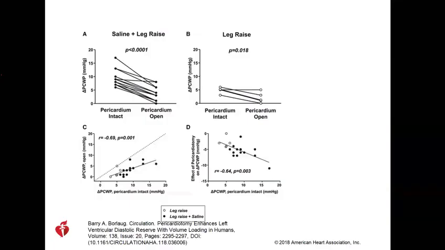The other thing that determines the diastolic properties of the heart is the pericardium. Even if the person does not have constrictive pericarditis, the pericardium might contribute almost up to 30% of the diastolic properties of the heart.